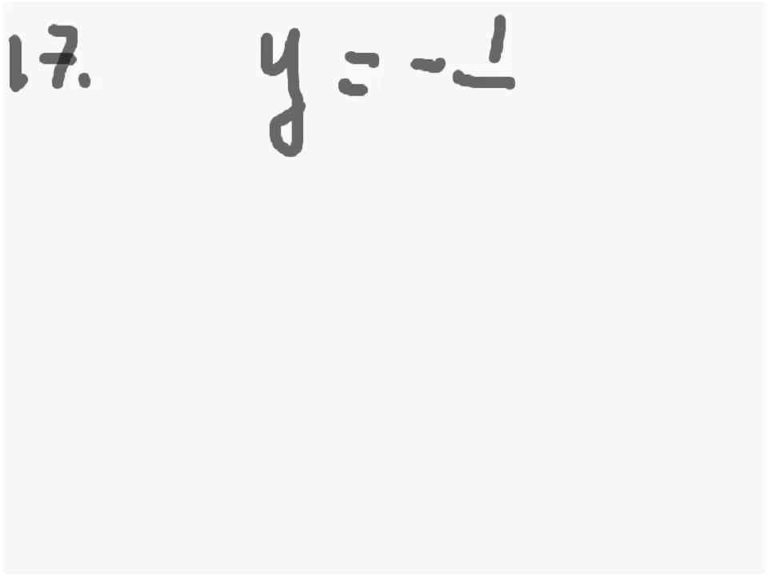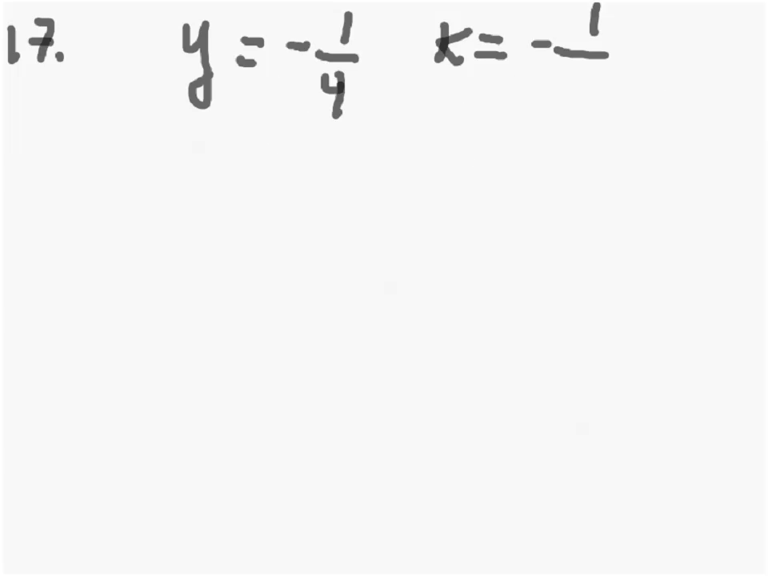Okay, and the last is number 17. We have y equals -1/4. So what is our k value? -1/4. And then what's our m value? -1/4. All right.